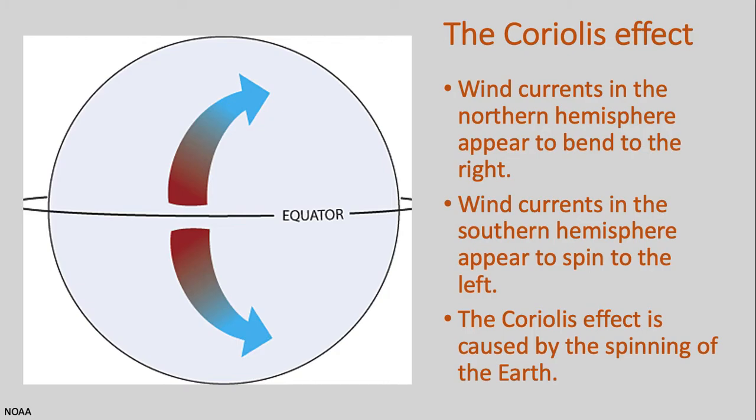The Coriolis effect. Wind currents in the northern hemisphere appear to bend to the right. Wind currents in the southern hemisphere appear to spin to the left. Coriolis effect is caused by the spinning of the Earth, and it's an apparent effect. It's because of the movement of the Earth.